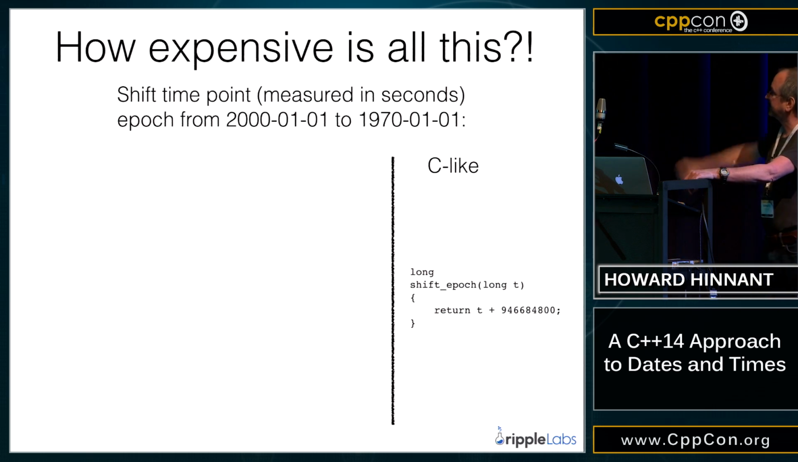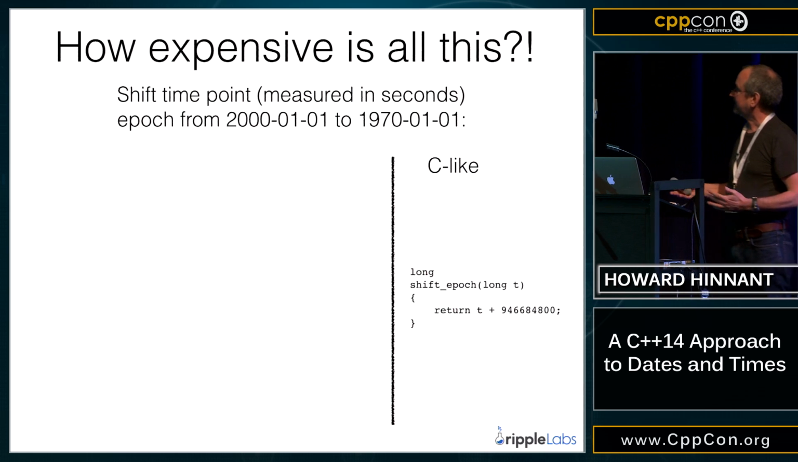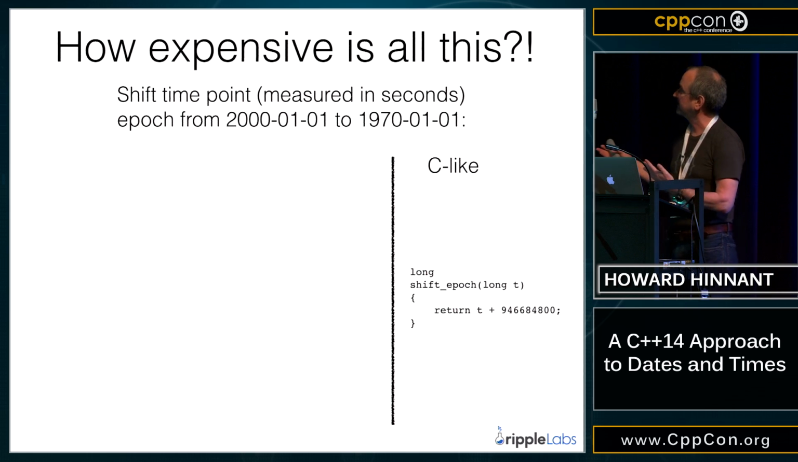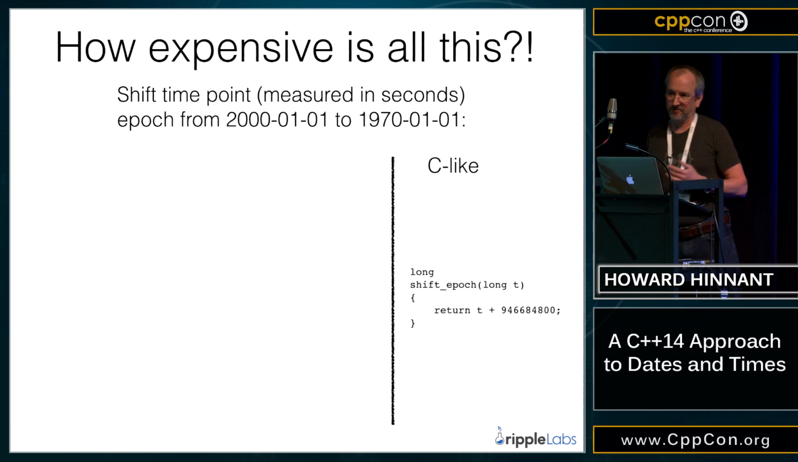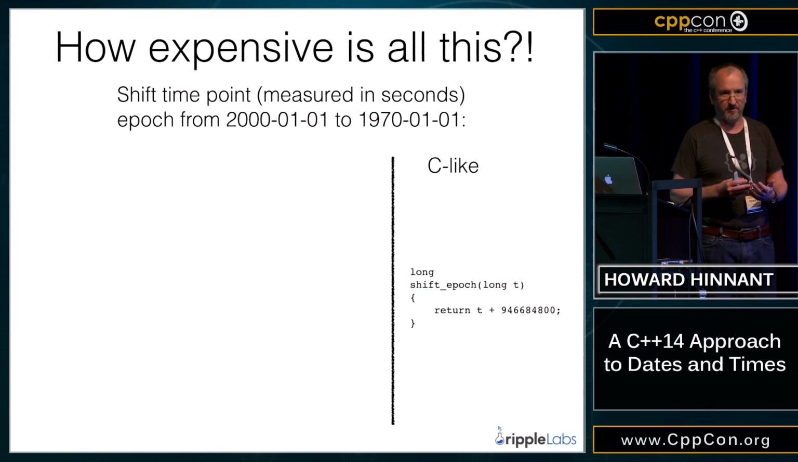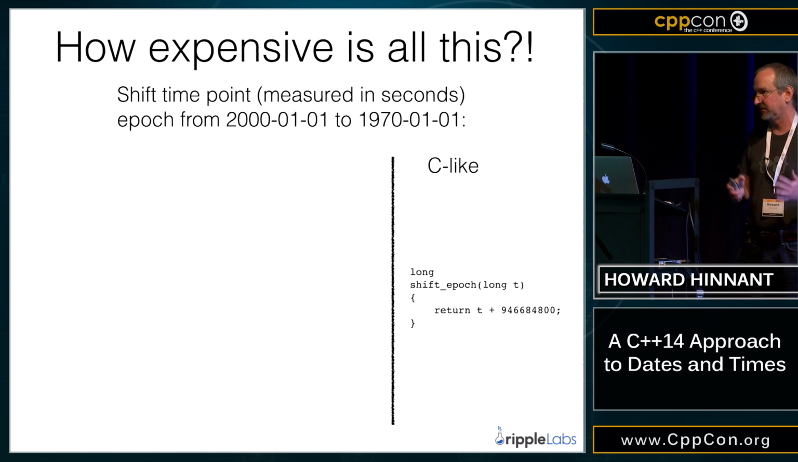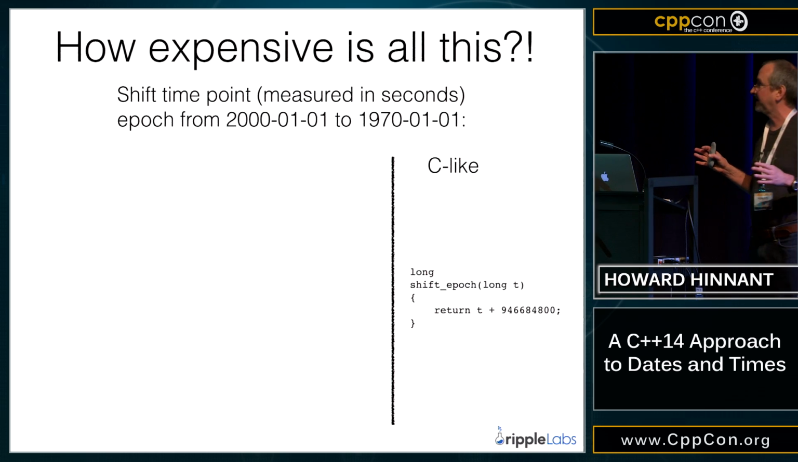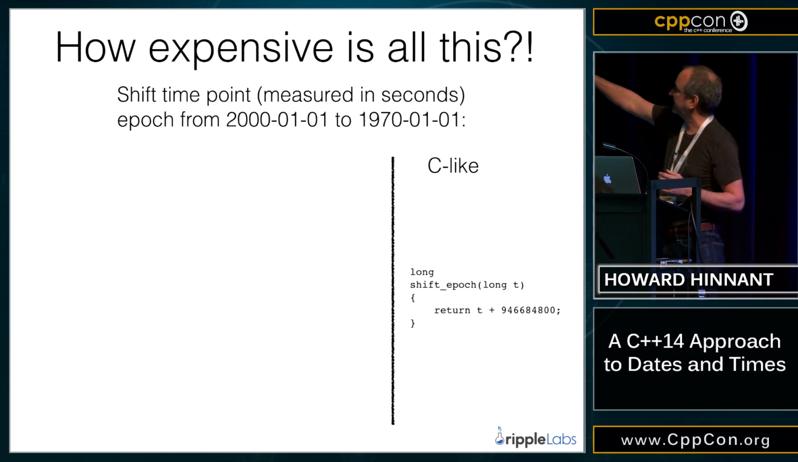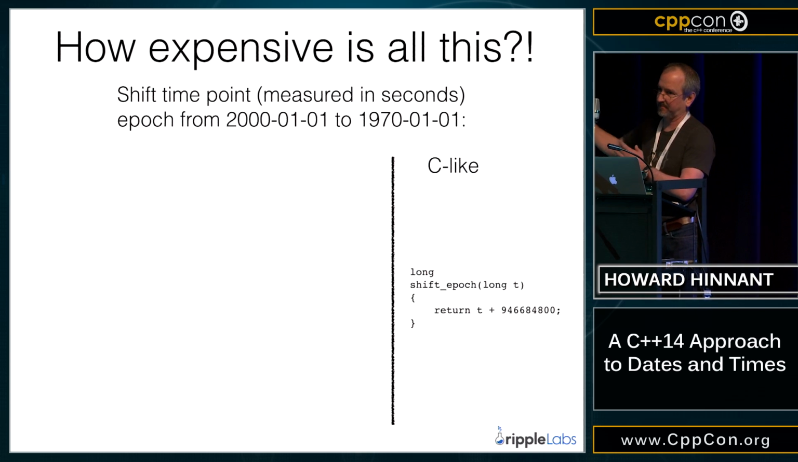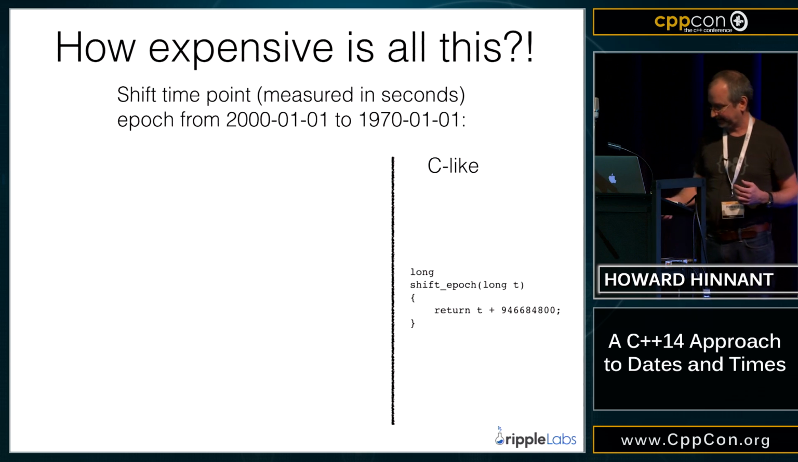Here's how you might do it in C or low level. You'd store your time point in a long, and then you'd go off to the side and you'd say, okay, how many seconds are there between New Year's 2000 and New Year's 1970? You'd go off and you'd compute all that, and you might even get the right answer, and then you'd add it to your time point to shift from the year 2000 back to the year 1970.